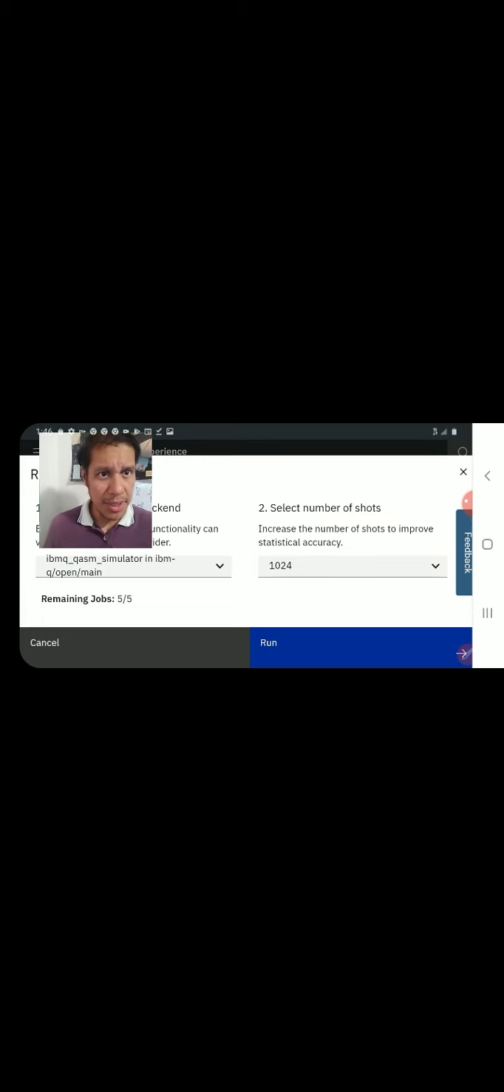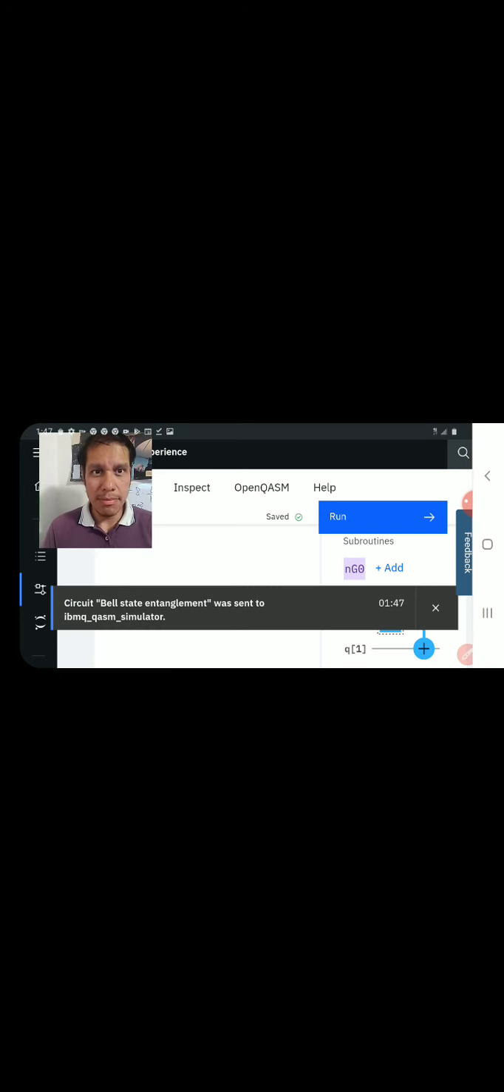So, okay, I have an entanglement right here, and I'm just going to do a measurement. Let's run it again. And I'm going to hit run right here. And is it going? Yeah, there you go. It was sent to the IBM simulator. So right now it's simulating the entanglement.